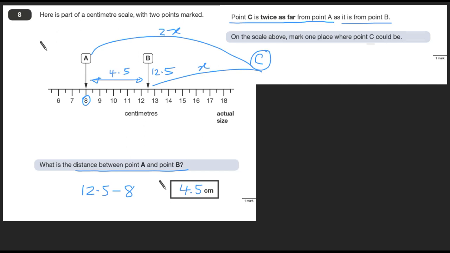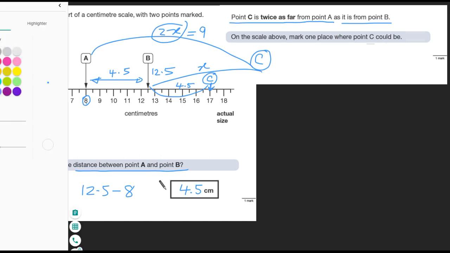So what you want to do, so 2X take away X, this distance is 4.5. So this has to be double. 2 times X is, this has to be 4.5, double is 9. So 8 plus 9, the C has to be in the 17. C has to be in the 17. So if you have the C in the 17, 12.5 to C is 4.5, right? A to C is also double the 4.5, which is 9, right?